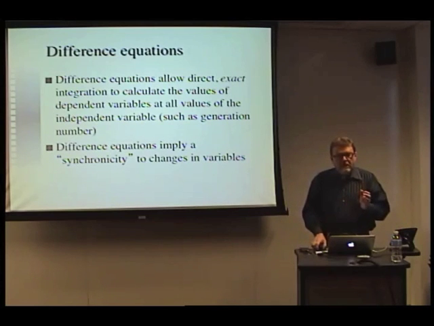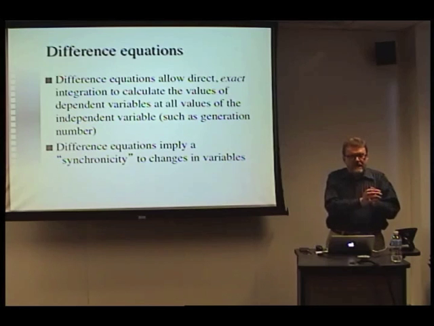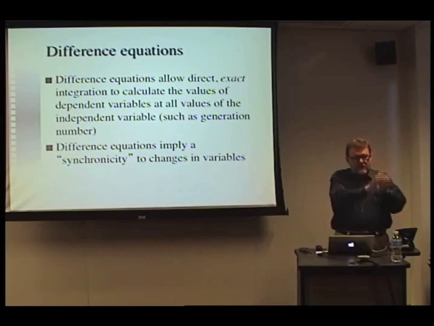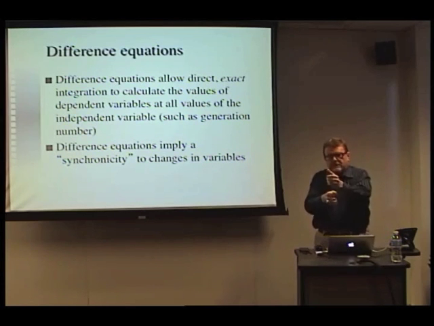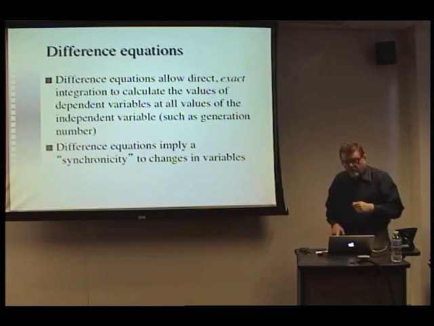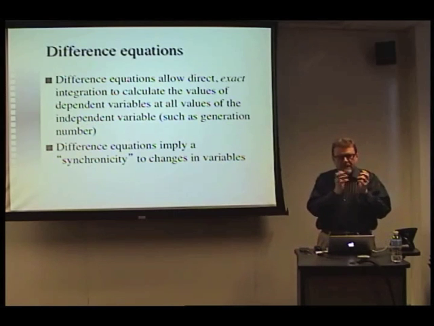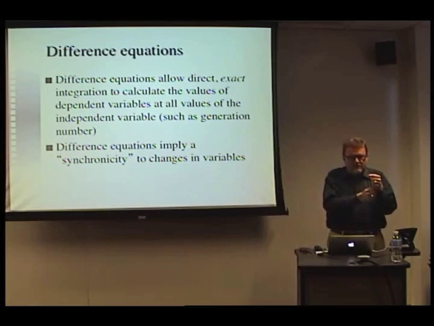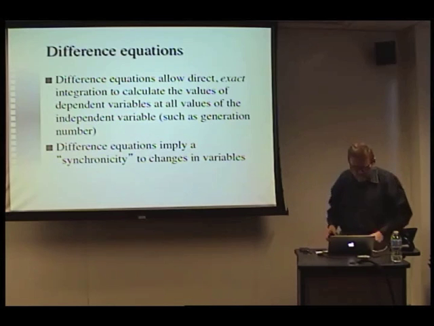Now, those difference equations imply that there's kind of a lockstep between the independent variable, in our case the generation number, and the dependent variable, the number of insects, so that they're both changing in discrete steps, and they're both changing together. Okay? But when we have differential equations, that notion is lost. There's not that kind of synchronicity between the changes; the variables are changing continuously and are all sort of changing together.